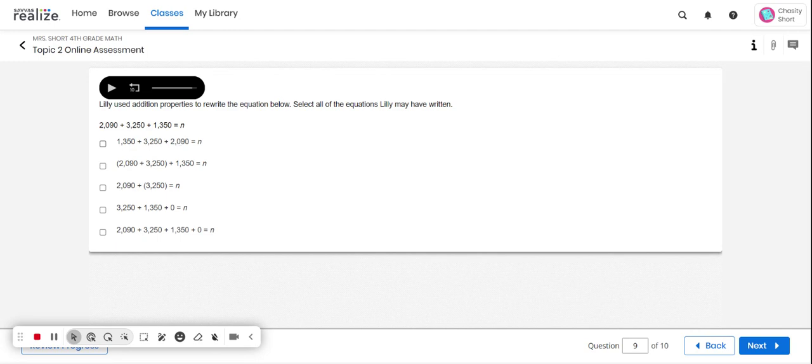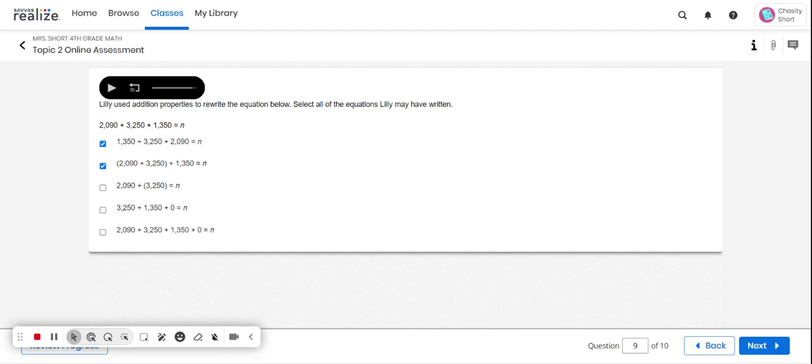So that's the commutative property, but that is the same thing because we can rearrange the addends and it doesn't change it. For this one, they just grouped in a different way. They put these two in a group together. That is the associative property, but it's the same three numbers, so we're good. This one, we've got 2,090 plus 3,250, and they just completely left out this number. So that one is not correct.